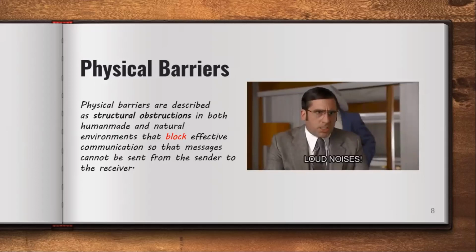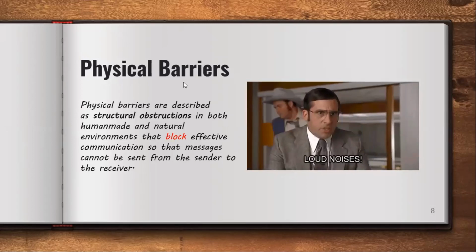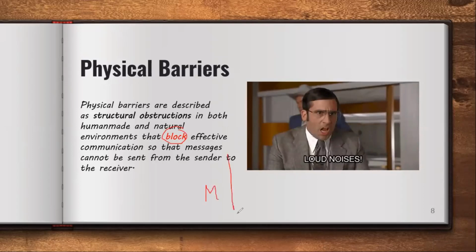Physical barriers are described as structural obstructions in both human-made and natural environments that block effective communication so that messages cannot be sent from the sender to the receiver. Remember, it blocks. For example, this is the message and this is the physical barrier, right? So how will the message be transmitted to the receiver if merong naka-block dito? That's the physical barrier.